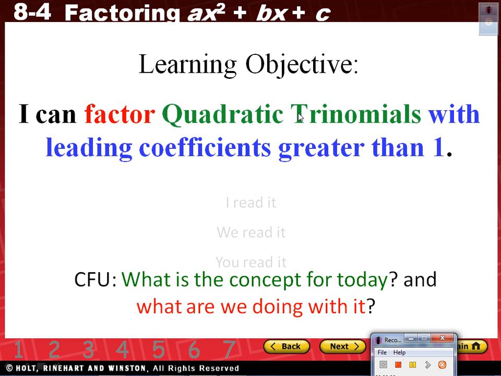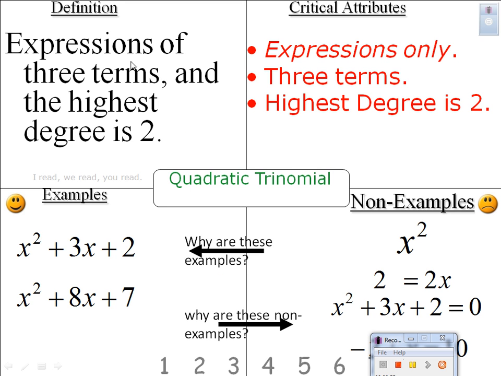We know what quadratic trinomials are. Therefore, we don't need a Frayer model. We covered this yesterday. We know that quadratic trinomials are expressions with 3 terms and the highest degree is 2. We covered that, right?